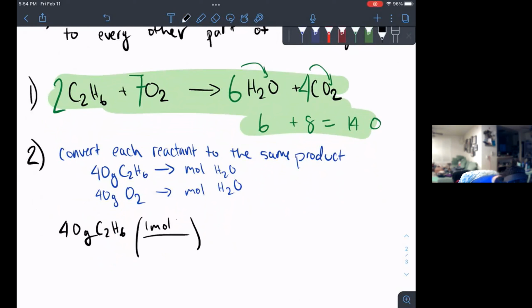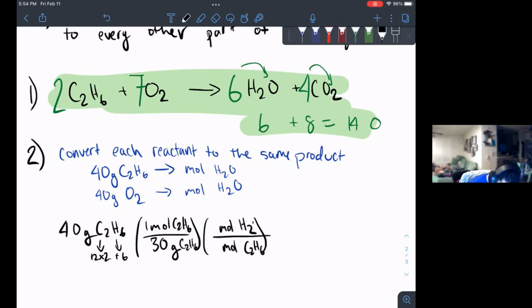So these are pretty similar equations, 40 grams C2H6. And if we're going to go to moles, we have to convert grams to moles. So 1 mole of C2H6 over the atomic mass. This is going to be 12 times 2 plus 6. That's 24. It's about 30 grams C2H6. And then we're going to convert mole C2H6 to mole H2O. And then remember, when you're converting mole to mole, it's not actually the 1 mole to 1 mole. We now have to use the coefficients, so 2 and 7.